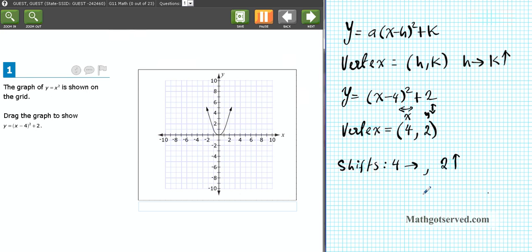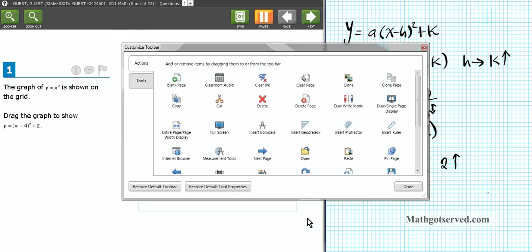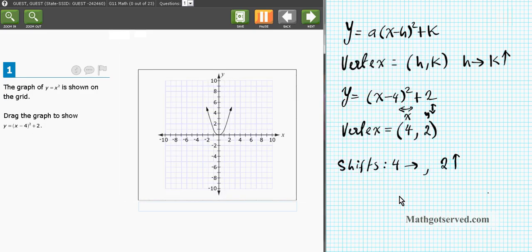So how do we do that here? Let me show you. It says drag the graph to show, so I'll just drag this. You have to be really careful to make sure that your vertex aligns with 4 and 2. So we're going to go 4 units to the right and then 2 units up right there. This is a drag and drop type situation, and there goes your answer.